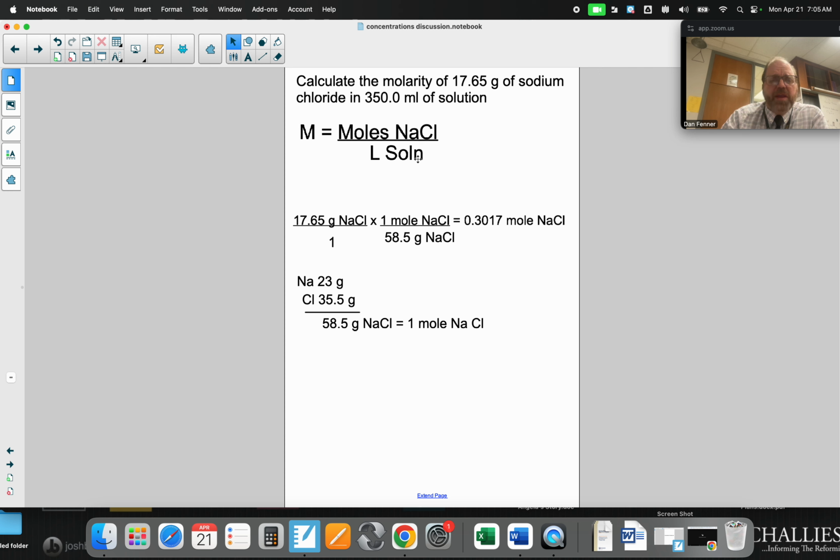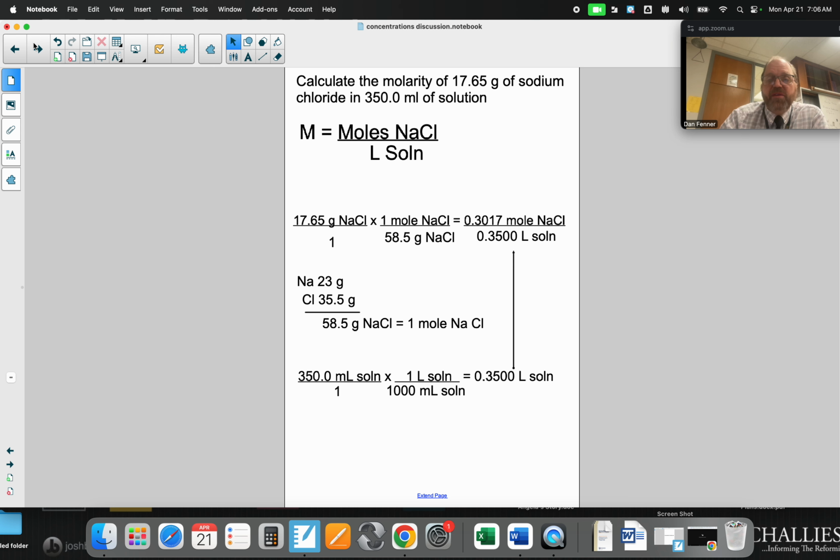Now my denominator, I want liters of solution. The problem says there's 350.0 milliliters of solution. I use the abbreviation SOLN instead of writing the whole word solution. We want that in liters. So 1 liter is 1,000 milliliters. Remember, milli means a thousandth of. So 1,000 of them is 1 liter. Multiply through, we get 0.3500, 4 sig figs. That value is going to go right there.